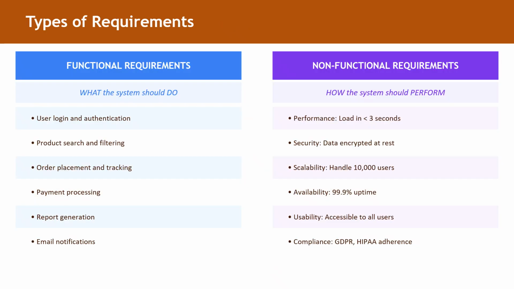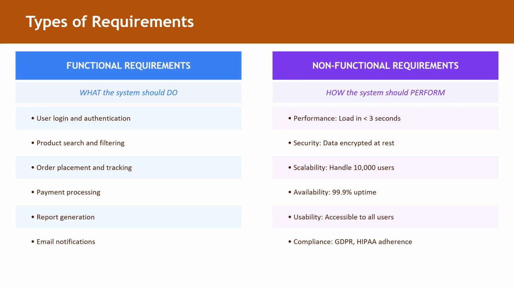Now let's understand types of requirements. This is a very important interview question. First is functional requirement. These define what the system should do. For example, user login, product search, order placement, payment processing. These are directly related to system features. And second is non-functional requirement. These define how the system should perform.